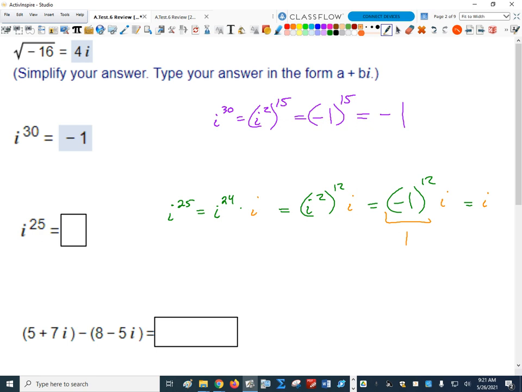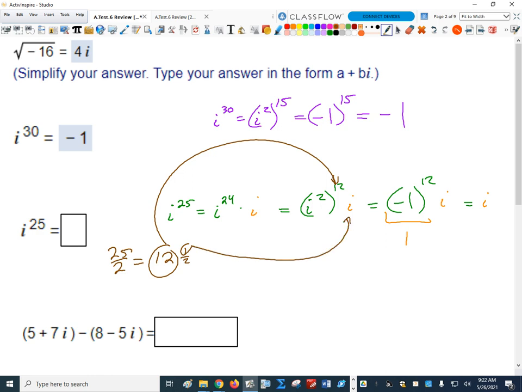We have a little trick for that too. Remember, there's a little trick to set this thing up. 25 over 2 equals 12 and 1/2, right? So that 12 is going to be the power of i squared, and the 1 corresponds to the extra i. See how that works? Just an easy way to kind of check that. Okay, give me thumbs on that. Is that good? Okay. All right.